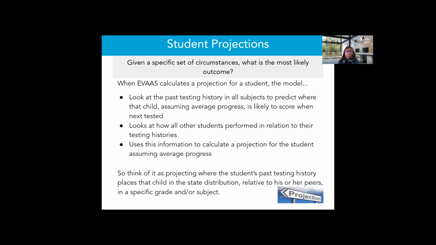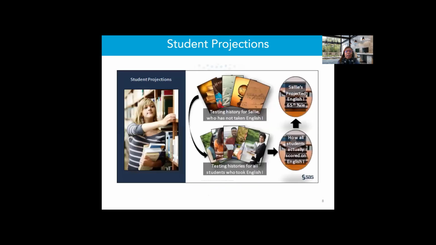So we think of it as projecting where students' past testing history will land them in the state distribution, right? So here's another visual of it. We have the testing history for Sally, who has not taken English 1. And we are looking at her testing history compared to students who have taken the English 1 assessment, and their testing histories, right? And based on how they perform, and students who are academically similar to Sally, we look at all of those things and then we get a projected score for Sally, right? And so we'll say Sally's projected on English 1 at the 65th percentile.